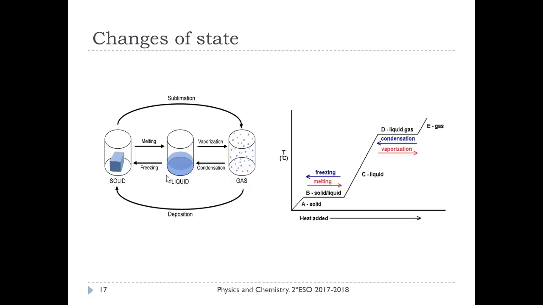This is called the heating curve, which is more visual on the temperature. It gives us a better representation of the change of state in relation with the heat added. As you can see here in this graph, when heat is added, we would be having a change of state.